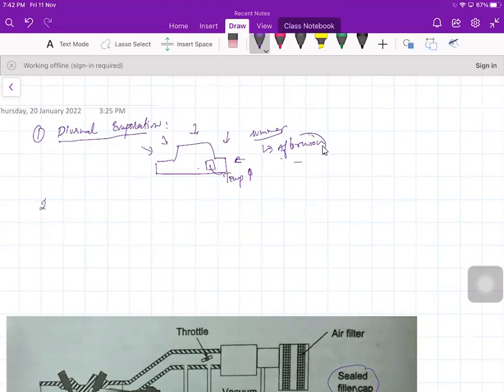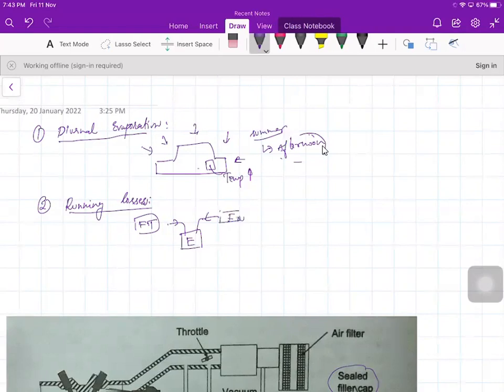Now, the second type, that is the running losses. Running losses in the sense, let us take this is your engine. If you want to get the fuel, you need to connect with the fuel tank. And the same thing, it will also come from the exhaust.